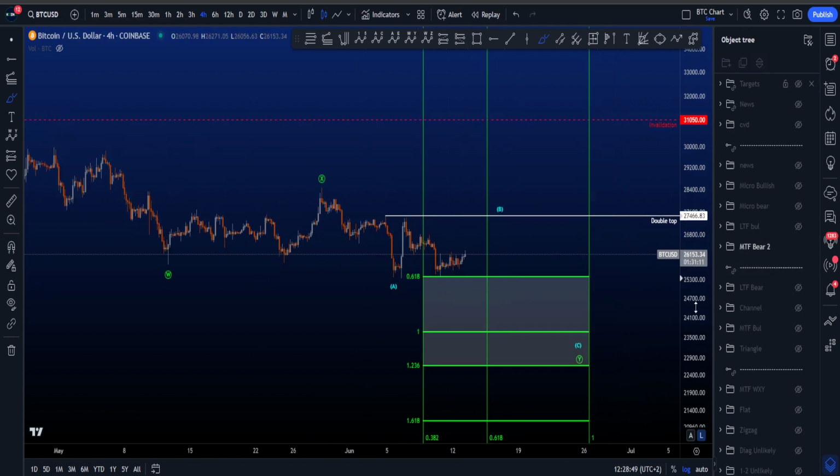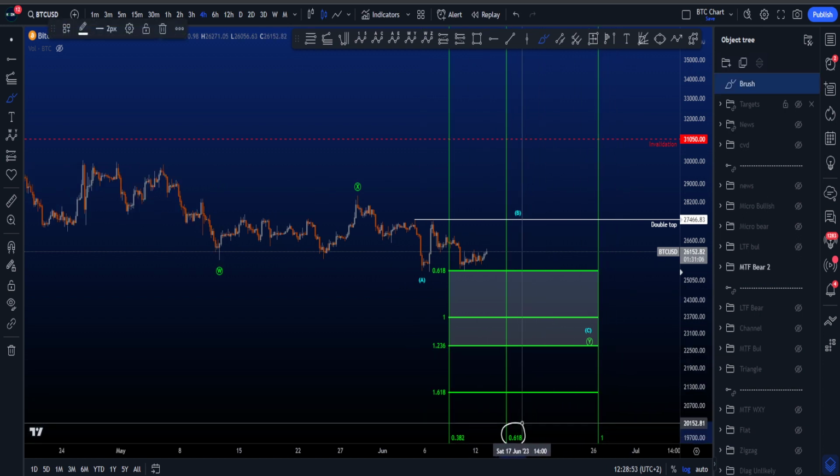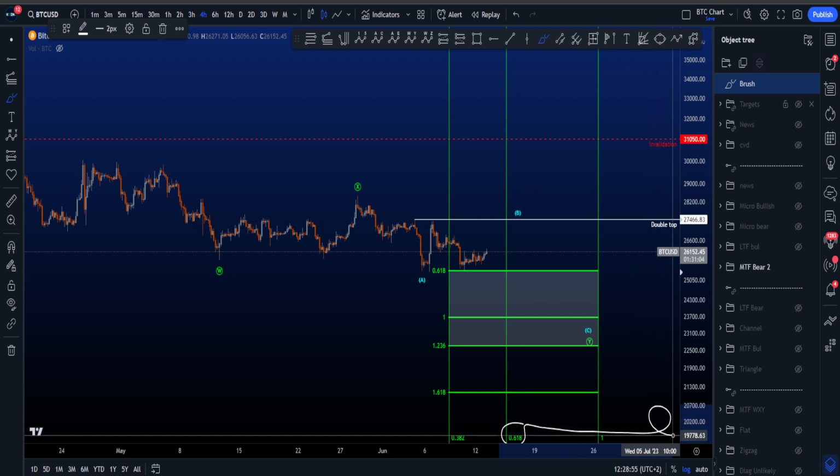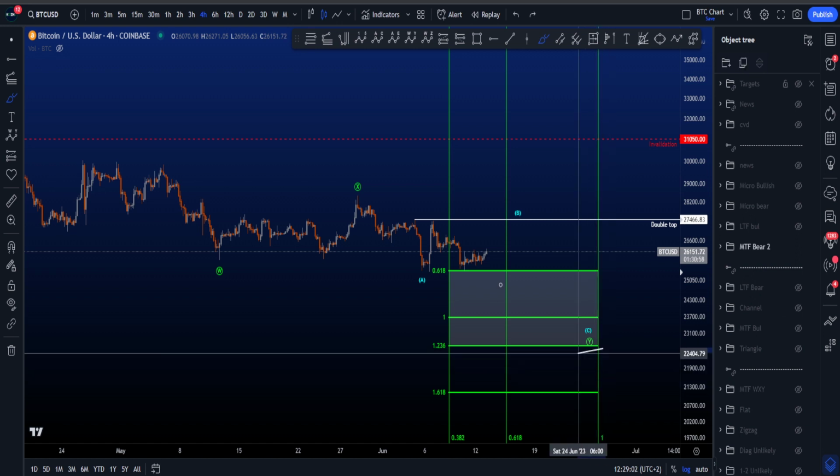In this particular scenario, we see a couple of time targets. Preferably, I like wave Y to finish after the 0.618 and before the 1.618, which is not on the chart at the moment. And the one-to-one is currently on Monday, the 26th of June at 2 p.m. So this area is interesting.